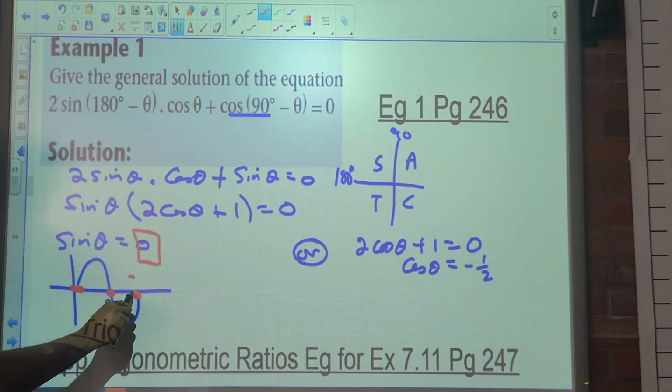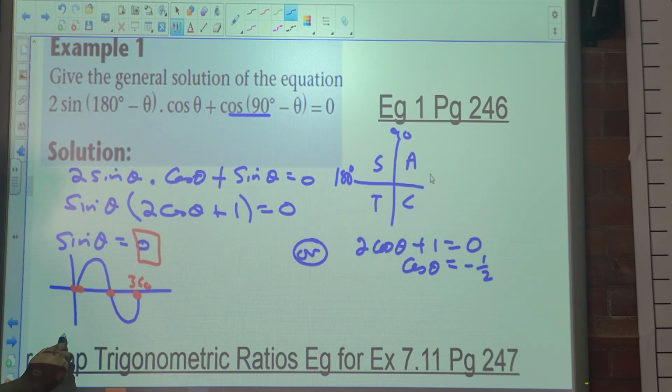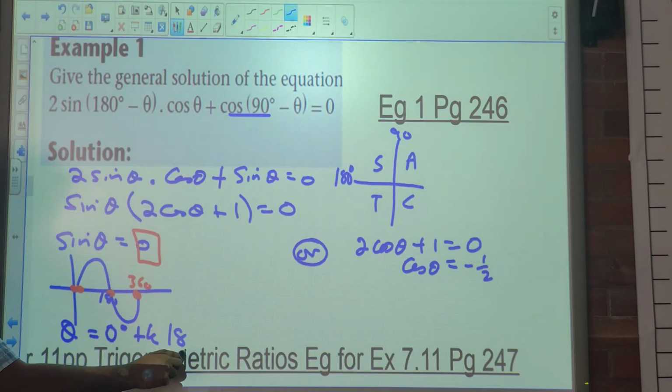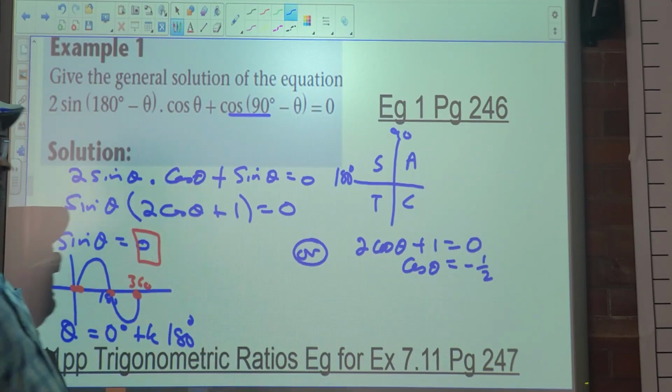Can you see that, people? So how do I write that as a general solution? I say theta is equal to 0 plus k times, and how many degrees is going to happen every time? 180 degrees. Okay. So any confusion there? Let's look at the other one.